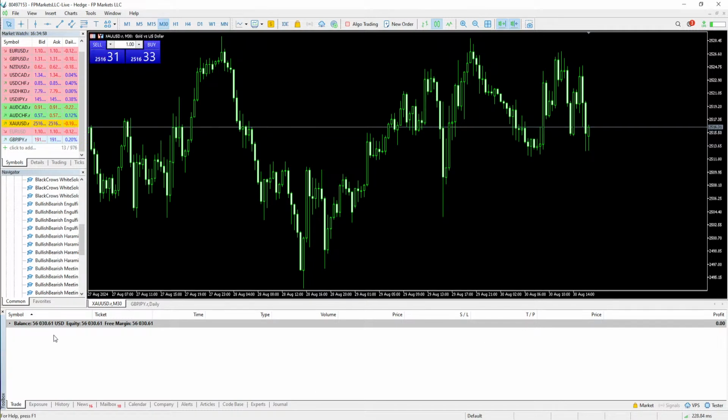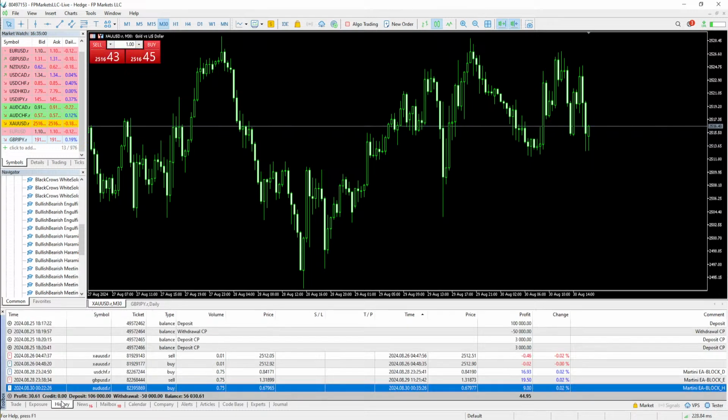So basically this is a $56,000 account. I'm going to show you the history as well. So this is the history. I deposited 100k, then withdrew 50,000 back, then deposited 6,000 again. So in total it's a $56,000 account, and I'm going to double this account very, very soon. I hope that will happen.